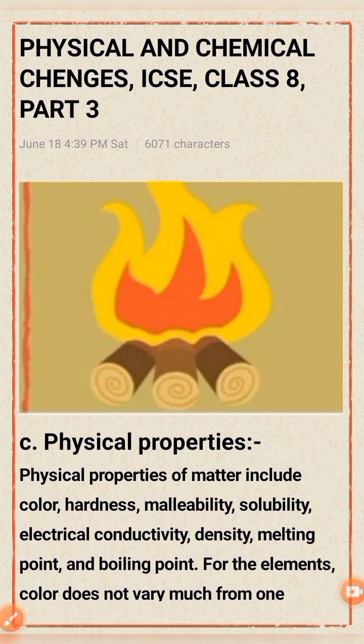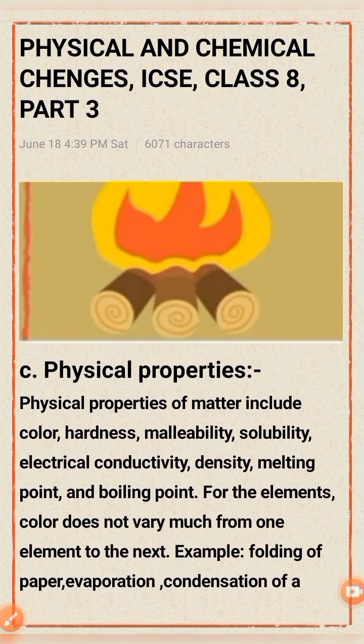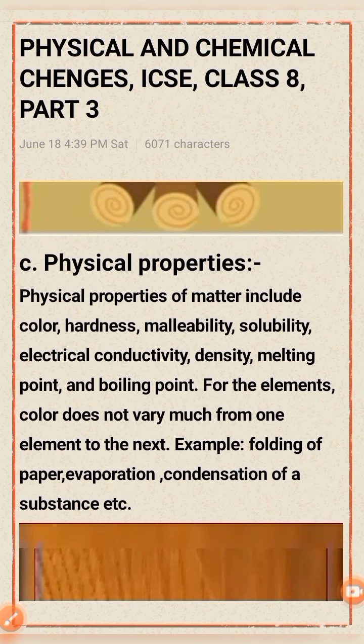Next, physical properties. Physical properties of matter include color, hardness, malleability, solubility, electrical conductivity, density, melting point, and boiling point. For an element, color does not vary much from one element to the next. Example, folding of paper, evaporation, condensation of a substance, etc.